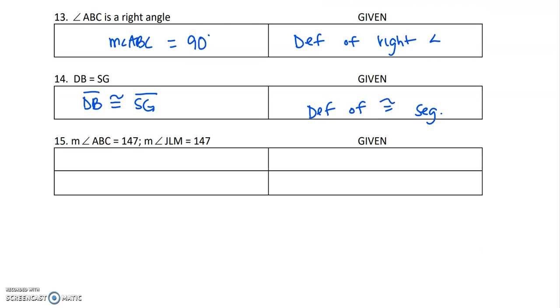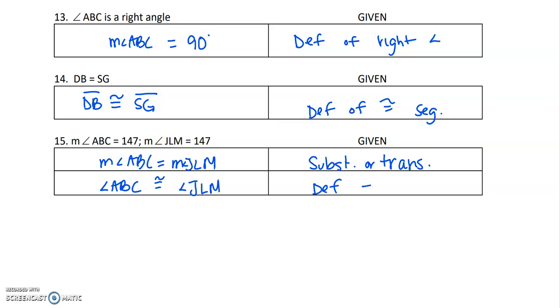Last one, we're going to go ahead and set them equal. So measure of ABC is equal to measure of JLM because they both equal 147. So again, substitution or transitive. Since they both equal 147, they are equal. That's the transitive property. And if something is equal, then it is congruent. So angle ABC, no measure, is congruent to angle JLM. Definition of congruent angles or just definition of congruence is fine as well.